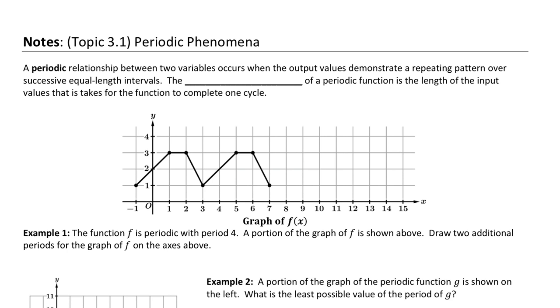The important idea for today is we're looking at the period of a periodic function. The period of a periodic function is the length of the input variables, not output variables, input variables, that it takes for the function to complete one cycle. Ignore my typo, please. The period of a periodic function is the length of the input values that it takes for the function to complete one cycle.